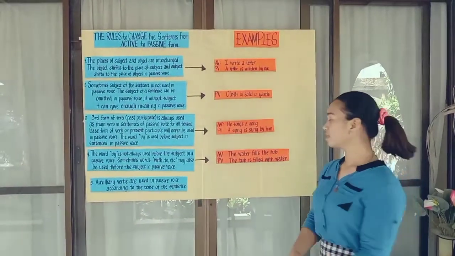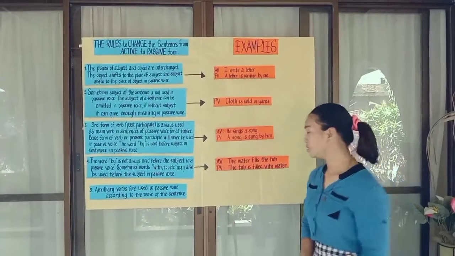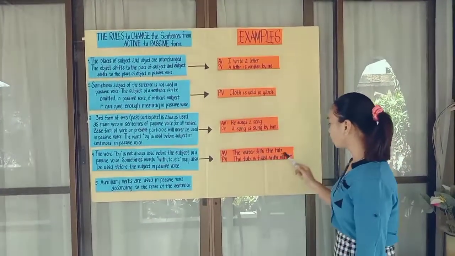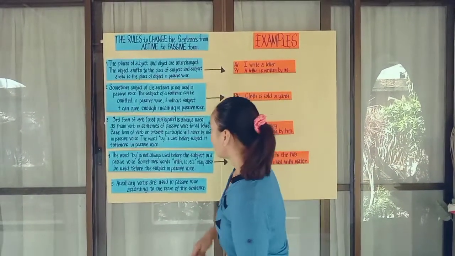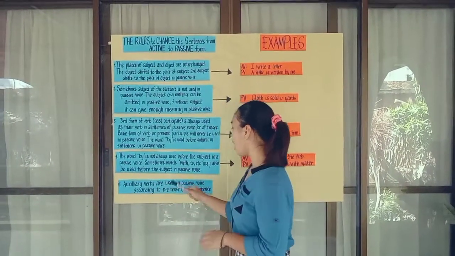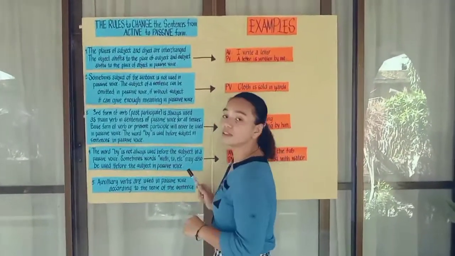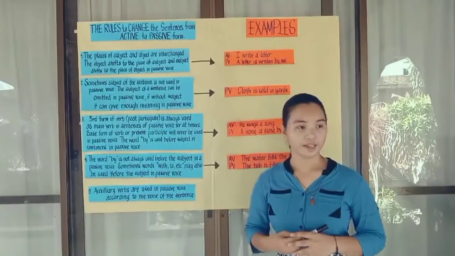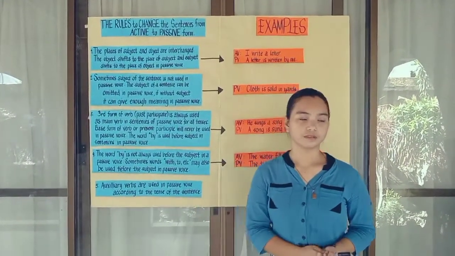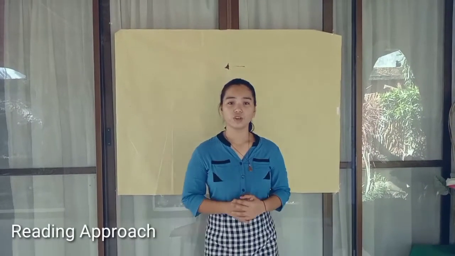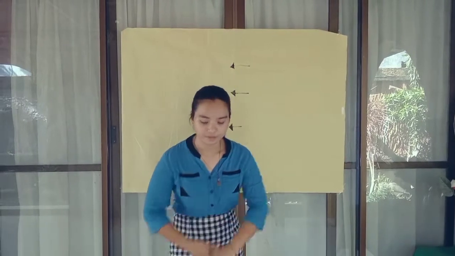In active voice, the water fills the tub. In passive voice, the tub is filled with water. And the last rule is auxiliary verbs are used in passive voice according to the tense of the sentence. Okay, am I clear? Do you understand? All right, very good. So now I will give you more examples so that you can understand well.